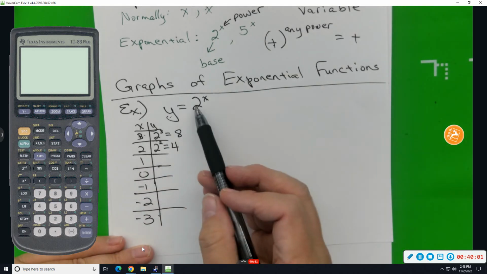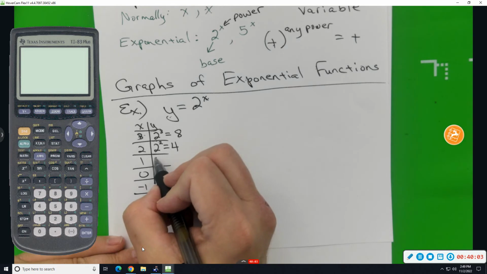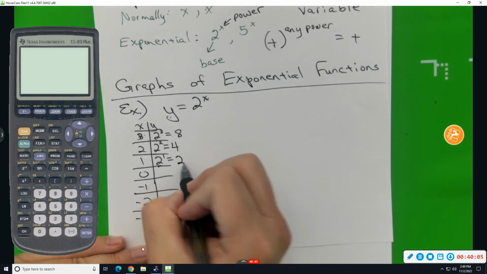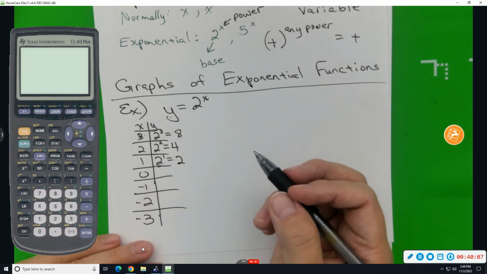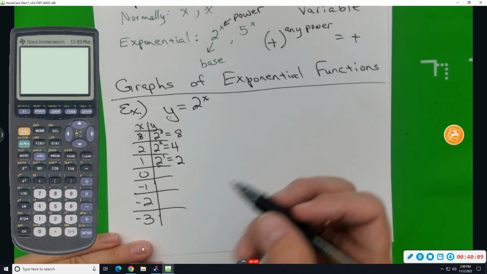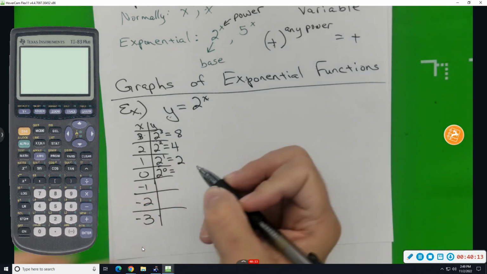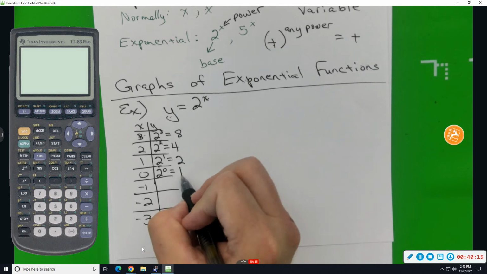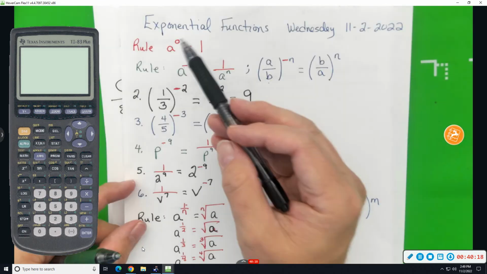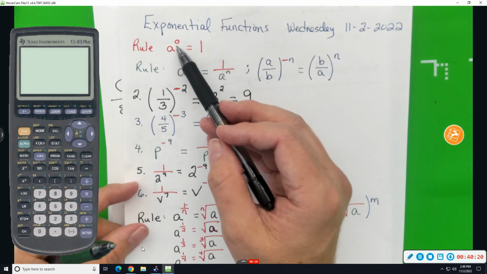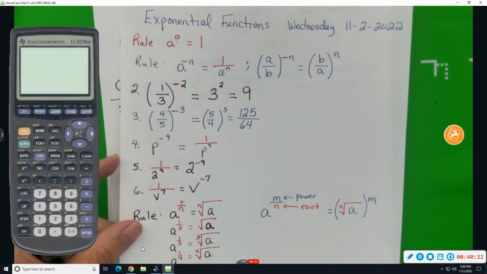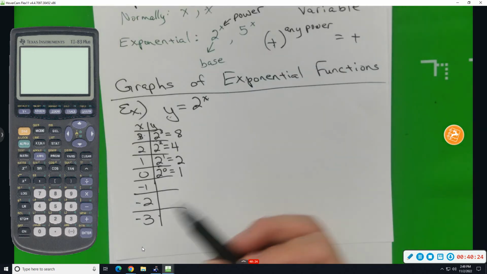This is easy. 2 to the first power, 2. Now be careful. I think this was the first exponent rule that Tony wrote up here today. 2 to the 0 power, that's defined to equal 1. A non-zero base raised to the 0 power is defined to equal 1.